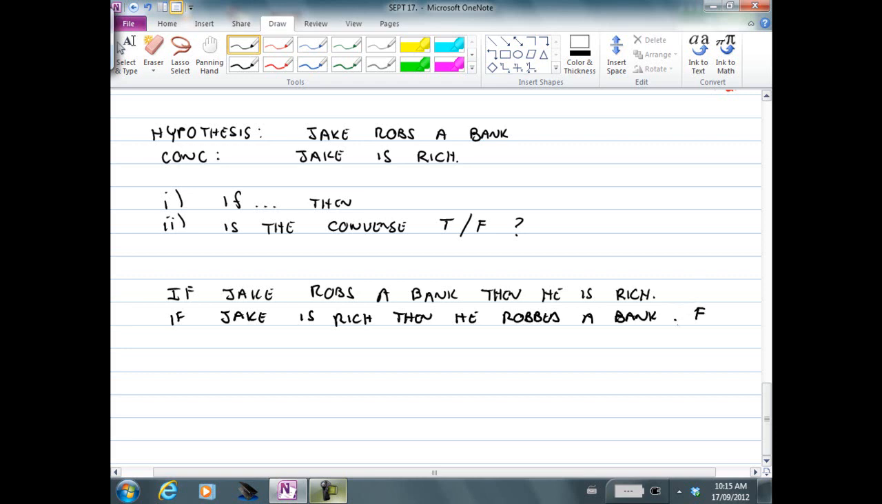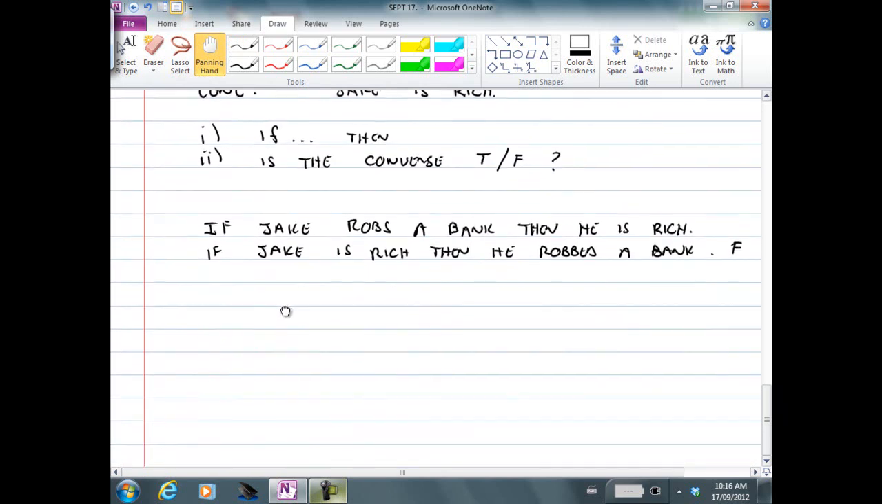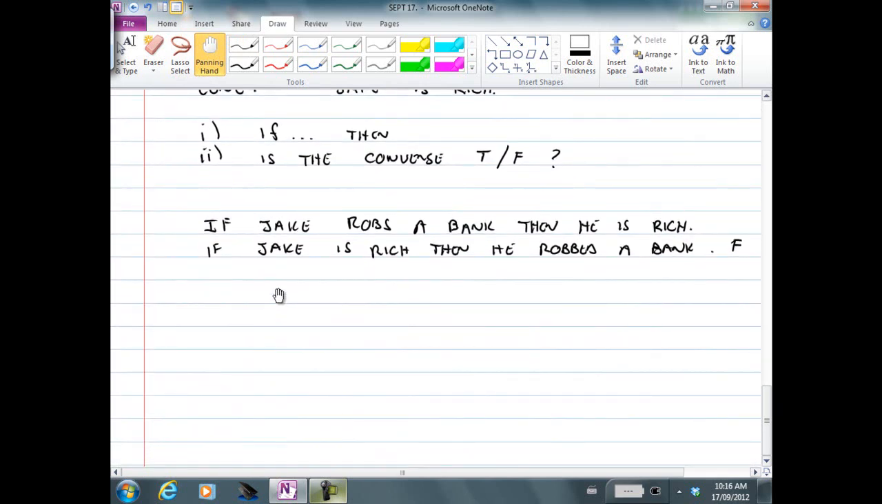The reason why is, are rich people bank robbers? The answer is no, because there's a lot of rich people that aren't bank robbers. So guys, this is called converse. My question to you next. Come up with your own hypothesis and conclusion such that the converse is true. That's your next level of logic. Good luck.